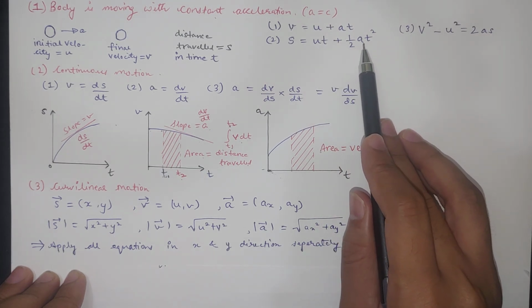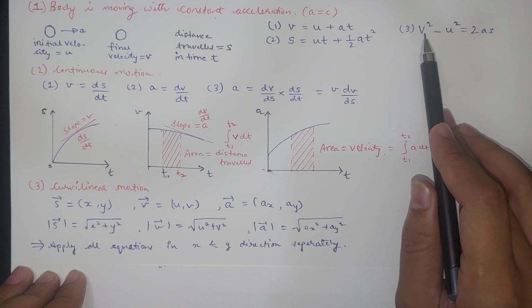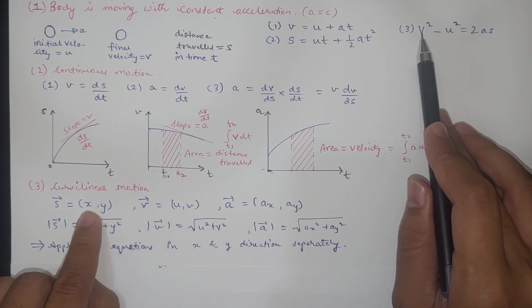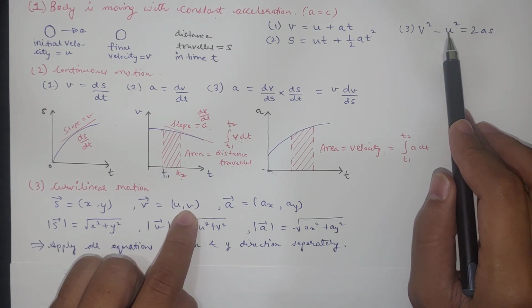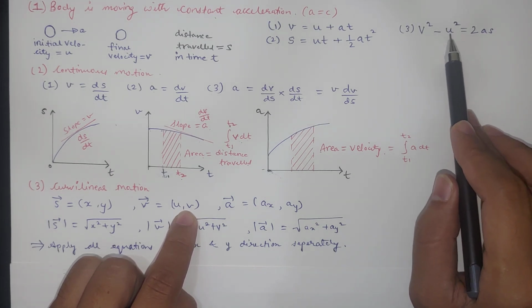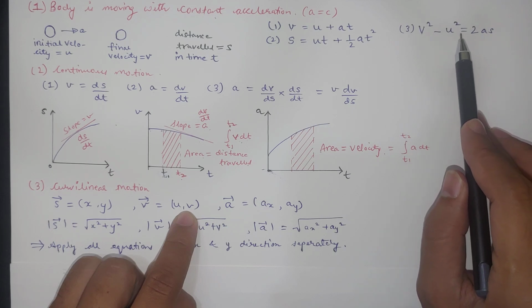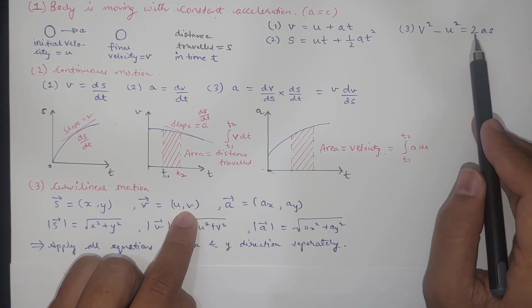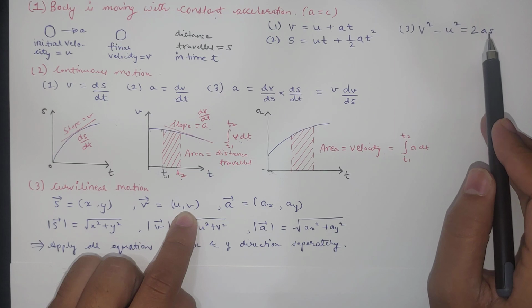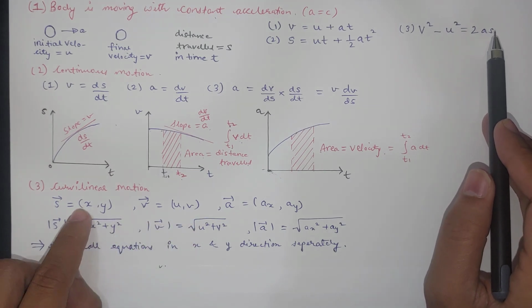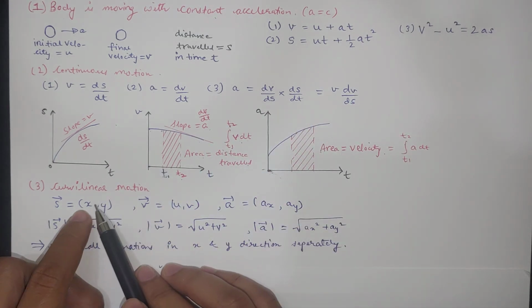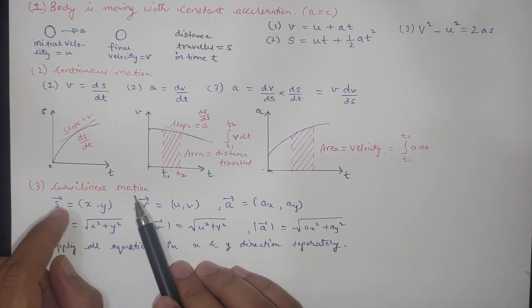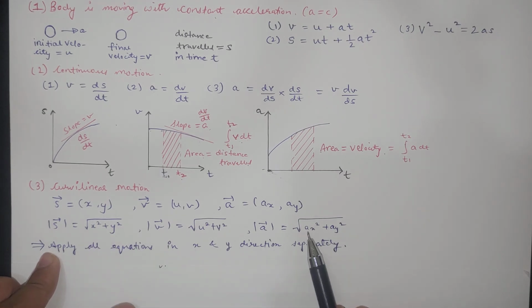Similarly, we have to use all the formulas: final velocity in x direction, which is small v, minus initial velocity in x direction, which is ux, equal to 2 times acceleration in x direction and distance traveled in x direction, which is here x. Similarly, we have to use them for the y direction, and this is how we have to calculate for both directions in curvilinear motion, and then we have to find the magnitude.